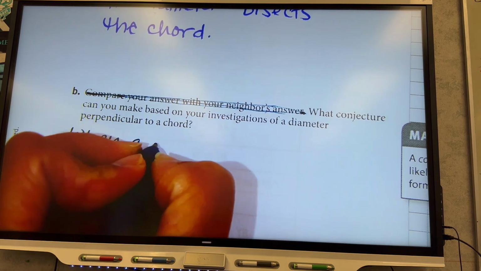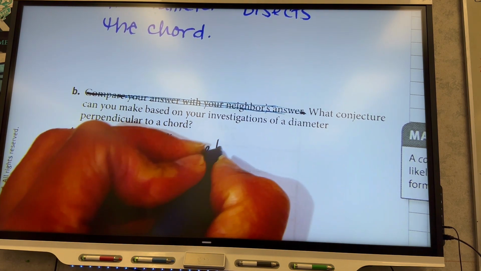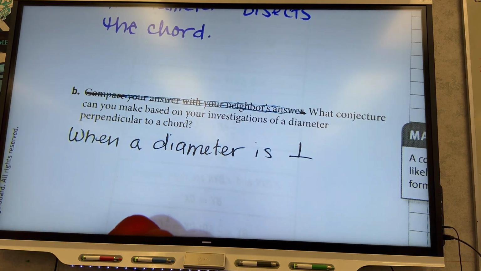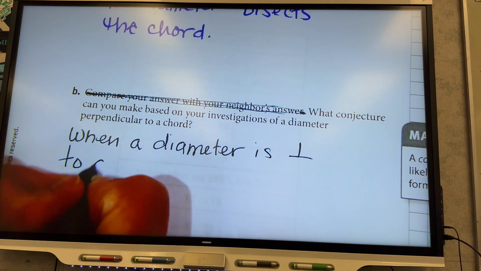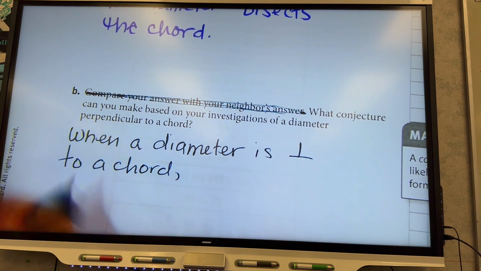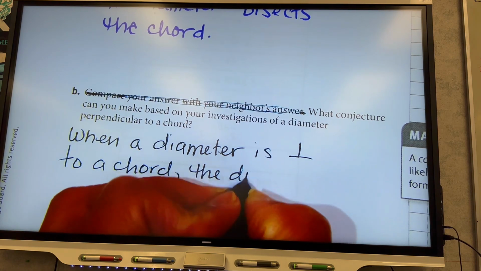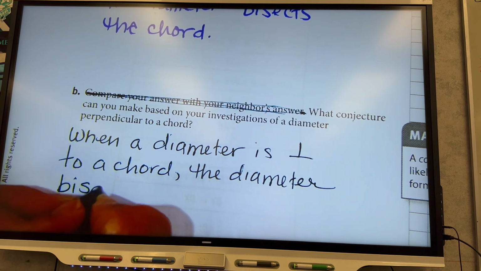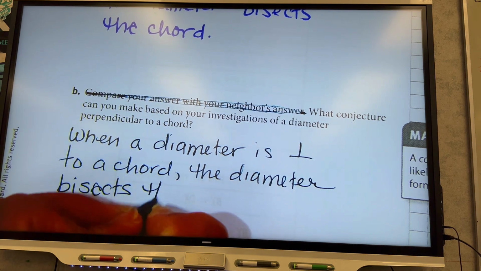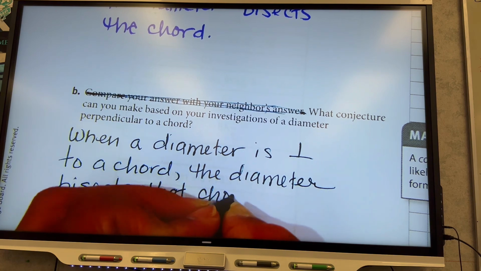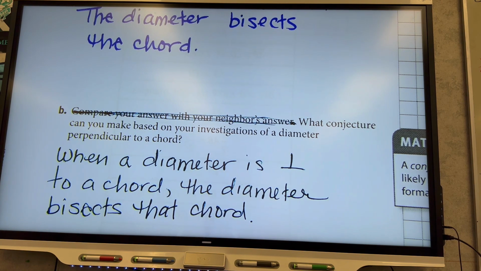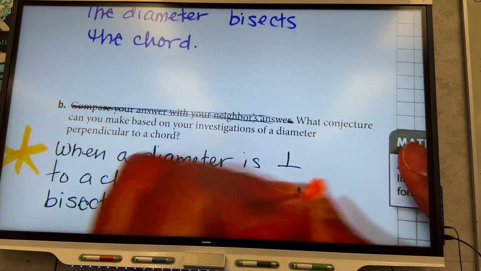When a diameter is perpendicular, put the upside down T for perpendicular, to a chord, comma, the diameter bisects that chord. So that means that this will always happen. So we get to use this as another tool in our toolbox. We'll put little stars next to it.